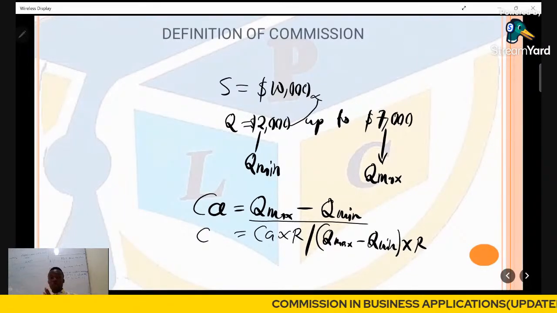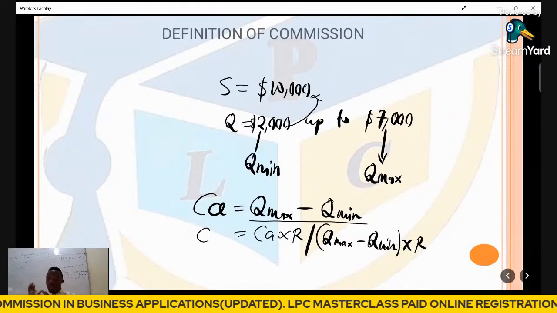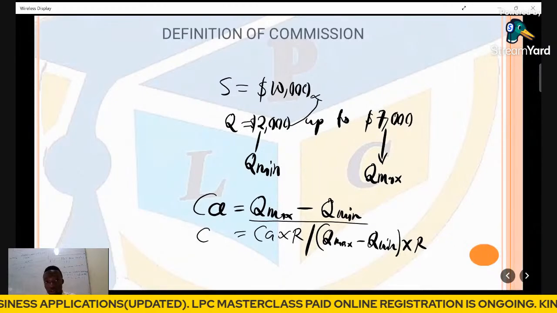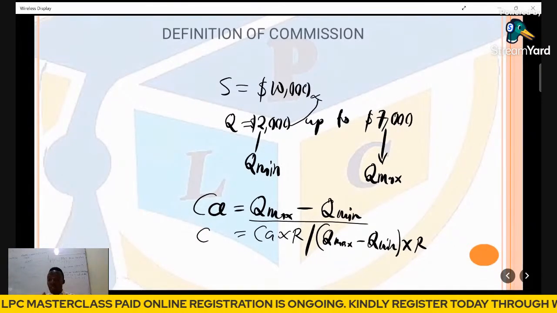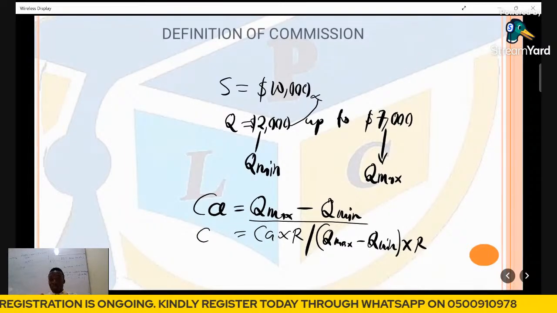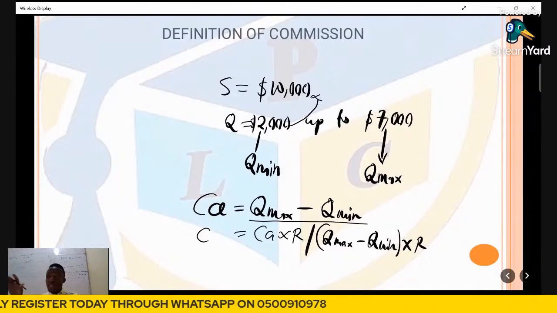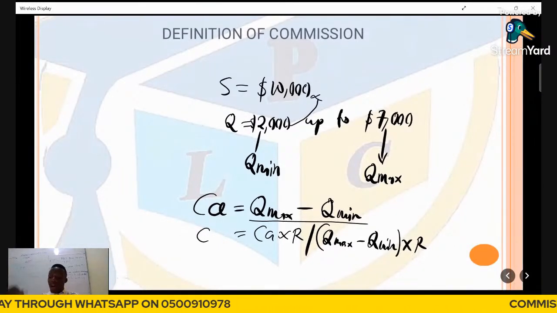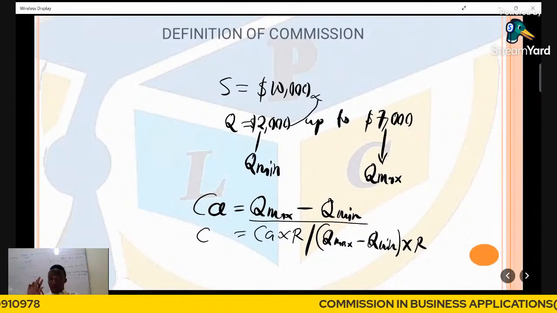So at any point where you have two quotas, we compare the minimum quota as against the maximum quota to determine your commission amount, and you apply the rate on it to get your commission. So a statement like this will be posed in a question that an agent or a staff or a sales personnel receives a commission that exceeds this value up to that particular value. So in that, you compare the range.